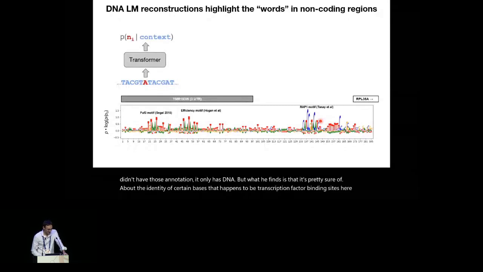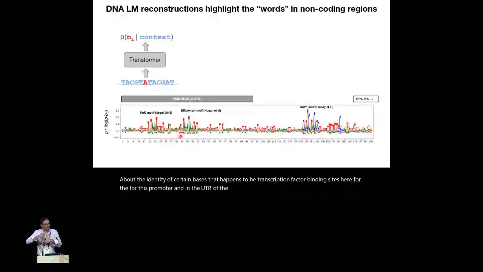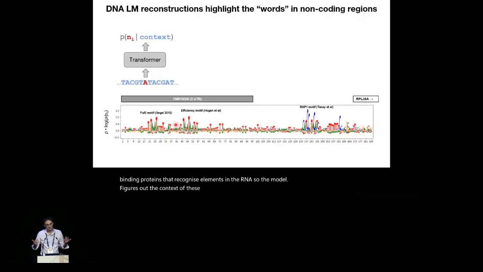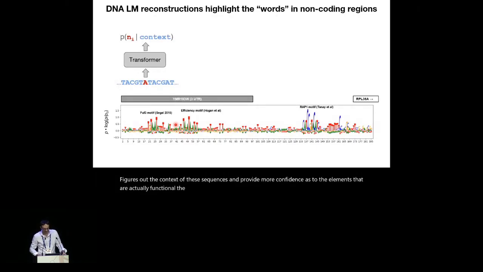And in the UTR of the gene 5' to it, we find motifs that are known for RNA binding proteins that recognize elements in the RNA. So the model figures out the context of these sequences and provides more confidence as to elements that are actually functional. The paper goes into way more detail about this. We find distinctions from the model between transcription factor binding sites that are bound or not bound. We find differences between species. And so this indicates that these models are indeed learning interesting representations.